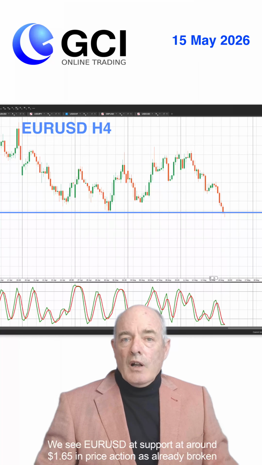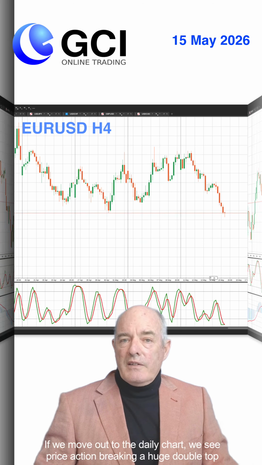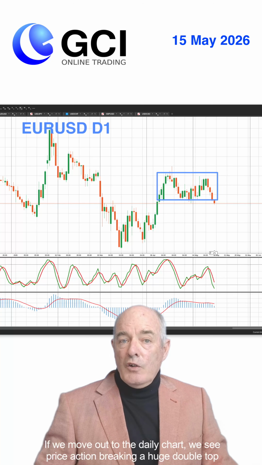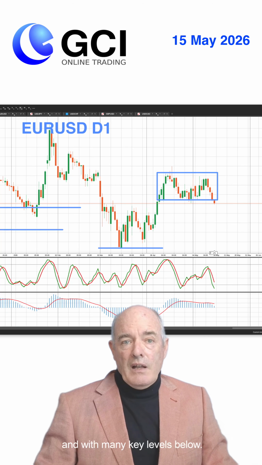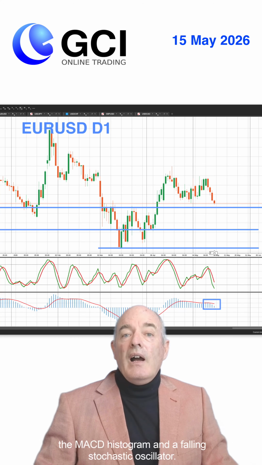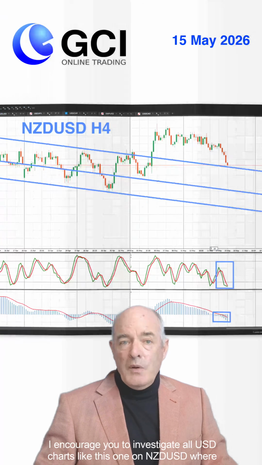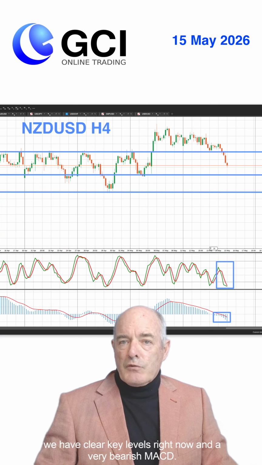We see euro dollar at support at around $1.65, and price action has already broken through key levels. If we move out to the daily chart, we see price action breaking a huge double top and with many key levels below. Technically, we see bearish indicators with a signal line breaking out of the MACD histogram and a falling stochastic oscillator. I encourage you to investigate all US dollar charts like this one on Kiwi dollar, where we have clear key levels right now and a very bearish MACD.